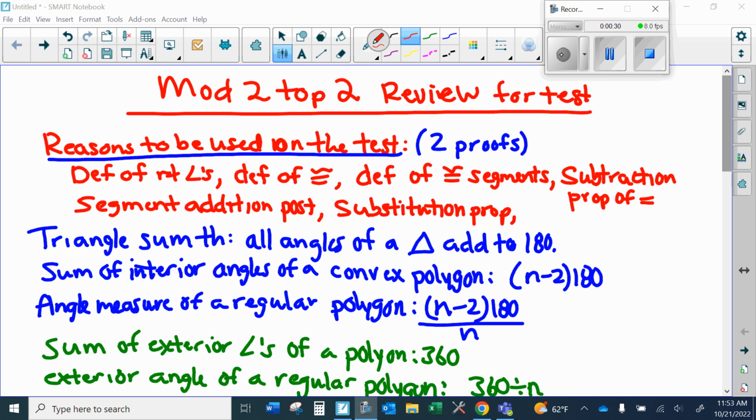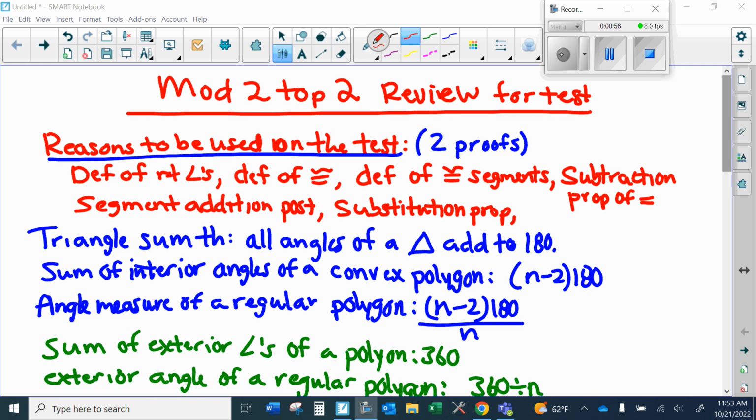Definition of congruence, okay? That means I can say two sides that are equal in length can become congruent, or if I start with congruence, I can go to saying that those two sides are equal in measure. Definition of congruent segments, same idea as definition of congruence. Subtraction property of equality: subtract the same number from both sides.